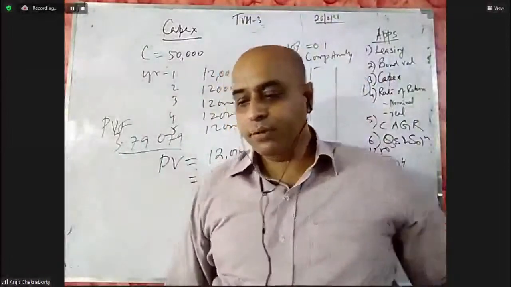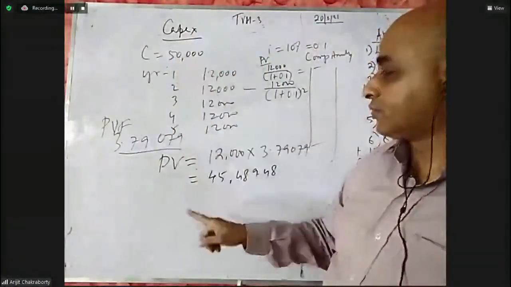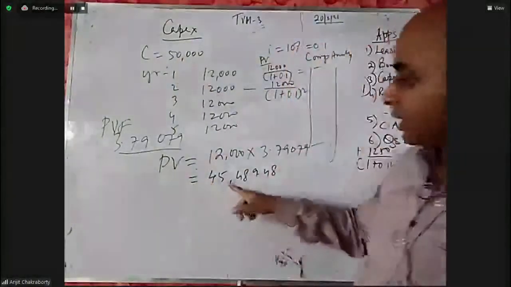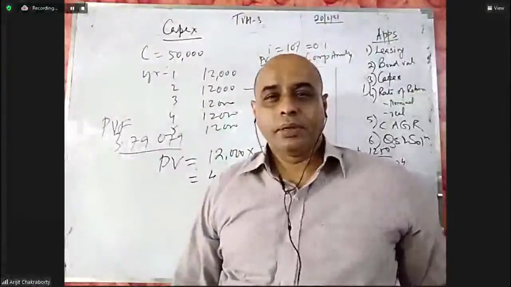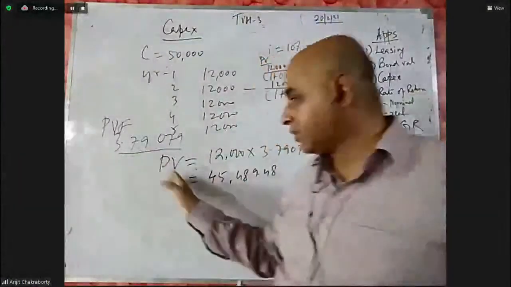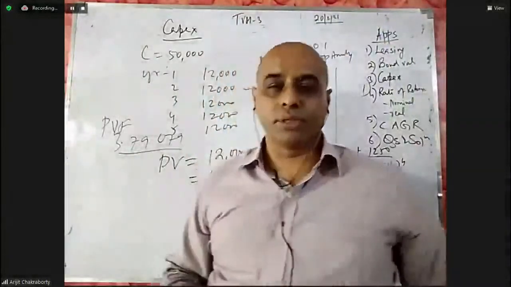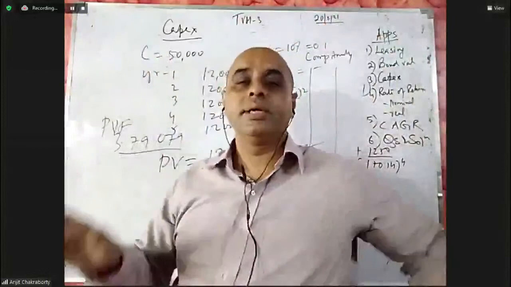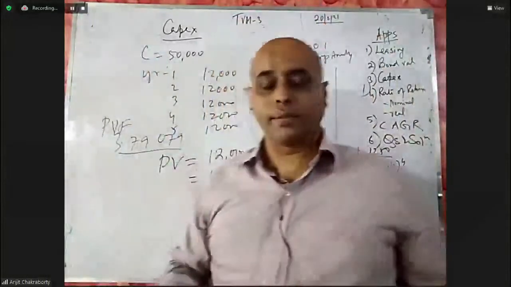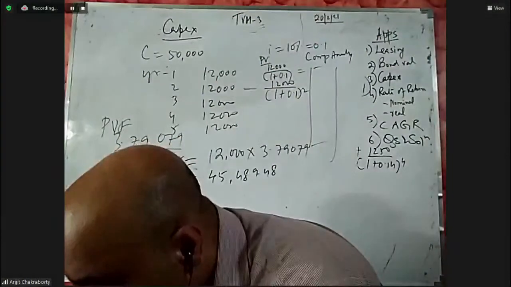The cost of the machine is 50,000, but the present value of the benefit is 45,489. Should you buy the machine? The answer is no, because the benefit which you get by using the machine is less than the cost of the machine. So the cost is more. Therefore, it should not be purchased. That means capital expenditure should not be done. Right? So this is how we solve these problems.